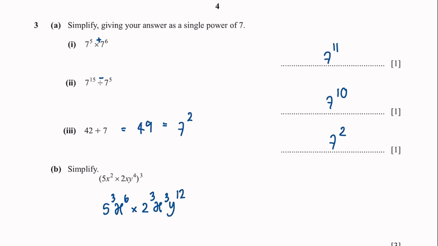And then multiply 5 cubed and 2 cubed together, and multiply x power 6 and x cubed together. You will get 1000 x power 9 y power 12 as your answer.